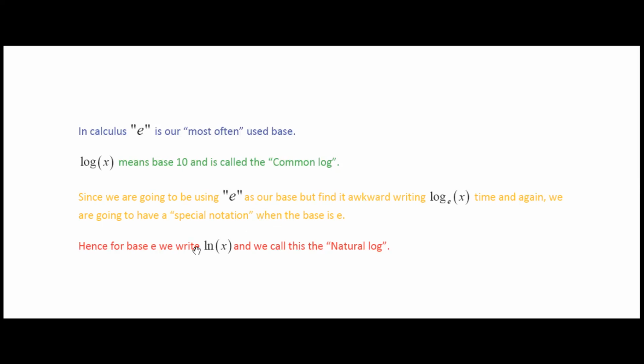ln means natural log. N stands for natural log. It's called the natural log. When you see ln of x, that means the base of e. So if you see log of x, it means base 10. ln of x means base e. If it's any other base, we would have to write log and put the little number as the base into the problem or function.